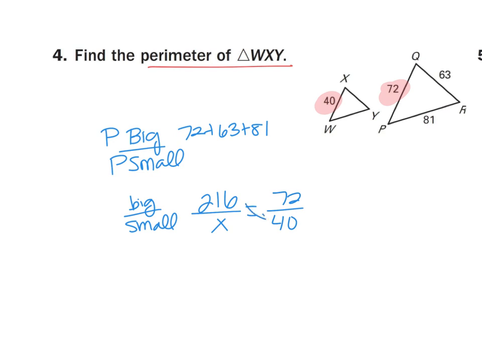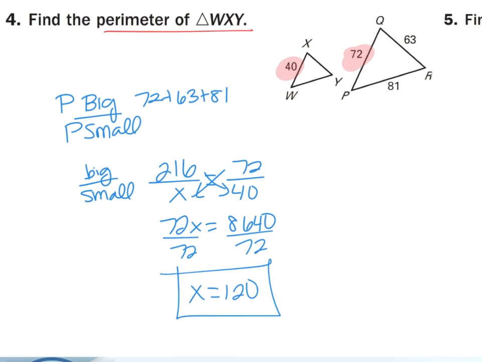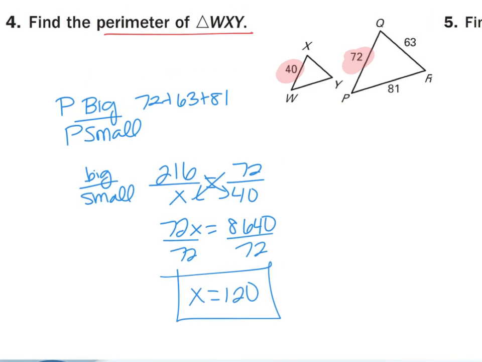Okay, go ahead and multiply diagonally. That would be 72x, and then 216 times 40. Whew, gives you a big number. 8,640. All right, last step. Divide by 72. That gives you x equals 120. Yeah, that's a realistic number. So the perimeter of the small one is 120.